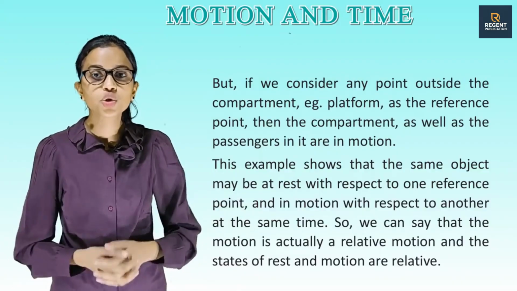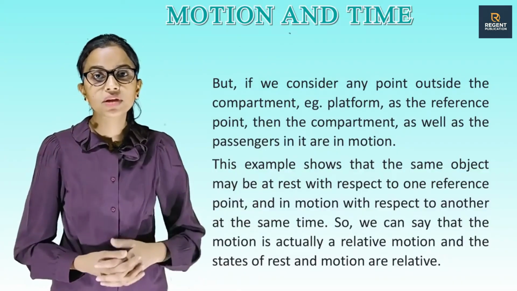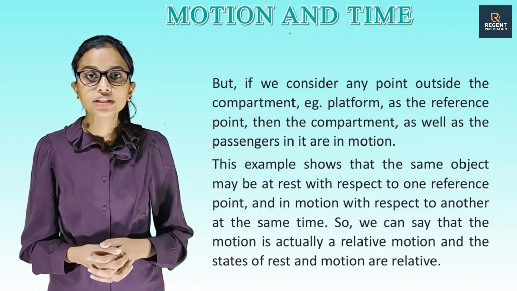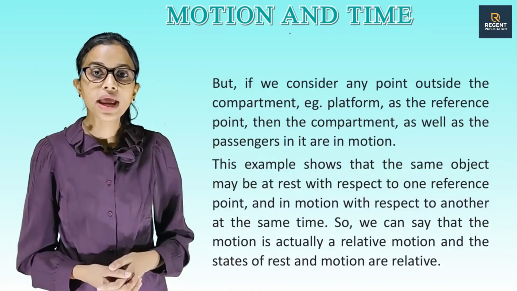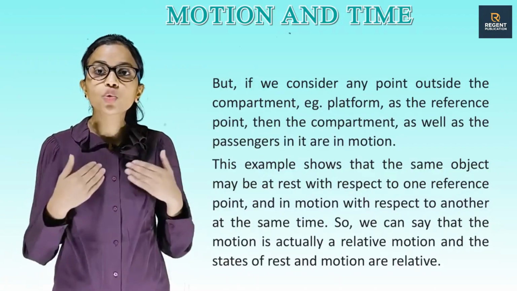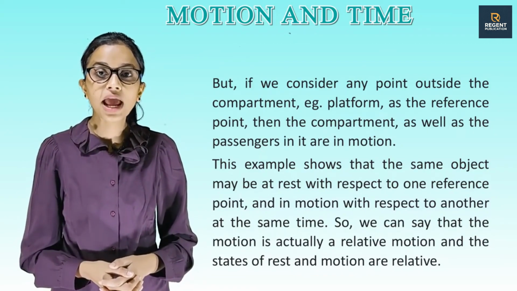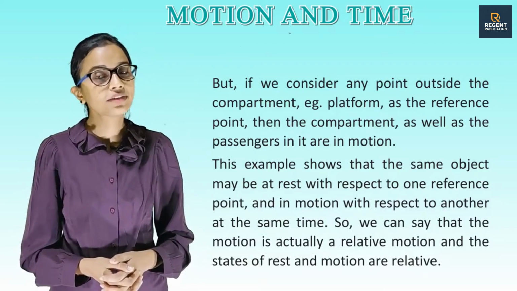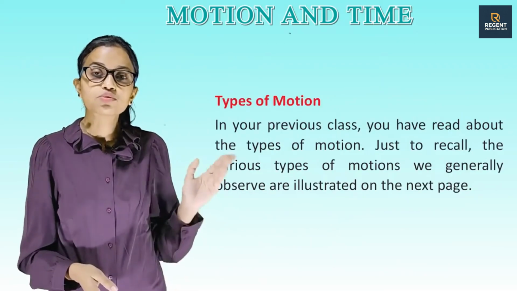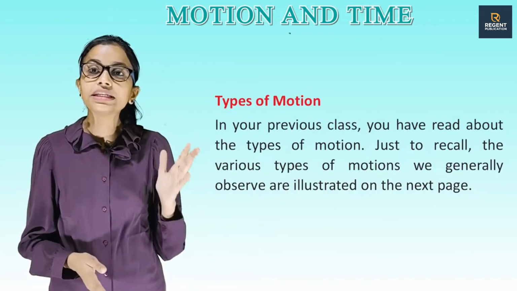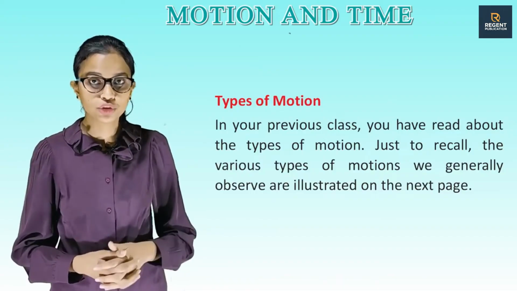This example shows that the same object may be at rest with respect to one reference point and in motion with respect to another at the same time. So we can say that motion is actually a relative motion and the states of rest and motion are relative. Types of motion. In your previous class, you have read about the types of motion.